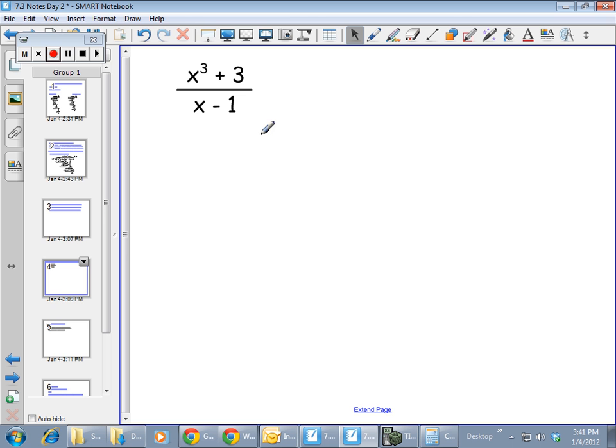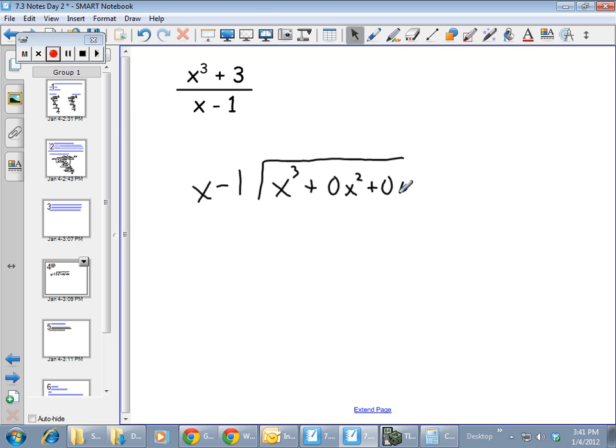Pause the video and try this one on your own. See if you can do this. Otherwise, just follow along. So, we're dividing x to the third plus 3 divided by x minus 1. So the x minus 1 is going to go on the outside. And then x to the third plus 3. Well, x to the third, but remember we need the 0x squared. And the 0x. And then the plus 3. Okay, so what do we put up here so that when we multiply it by x minus 1, we get it to be x to the third?